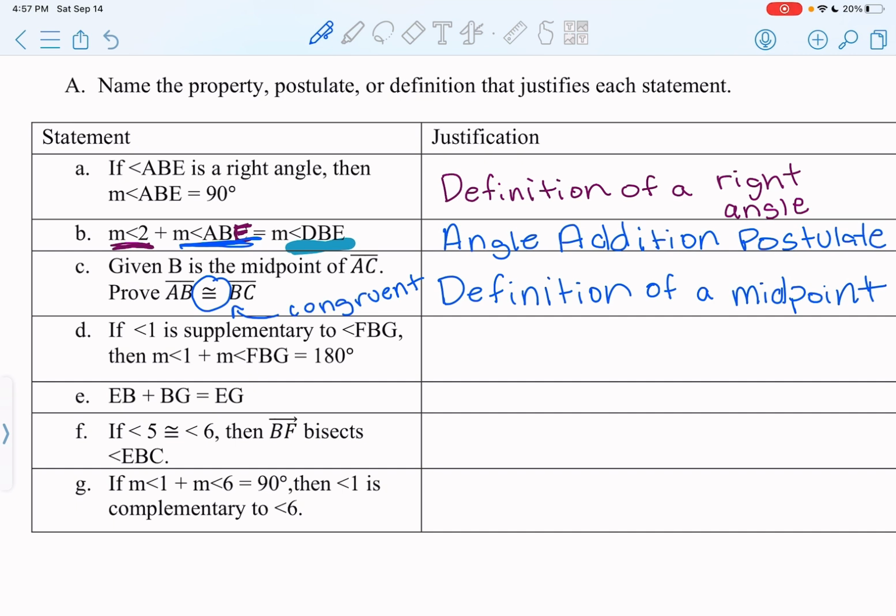In D, it says if angle 1 is supplementary to angle FBG, then the measure of angle 1 plus the measure of angle FBG is 180 degrees. Why is that true? Well, you might be thinking, because it said supplementary. And if it's that easy of an explanation, just using the word that it said, that means we're using that definition. You're right, because it mentions that the angles are supplementary, they add up to 180 degrees, that's using the definition of supplementary.